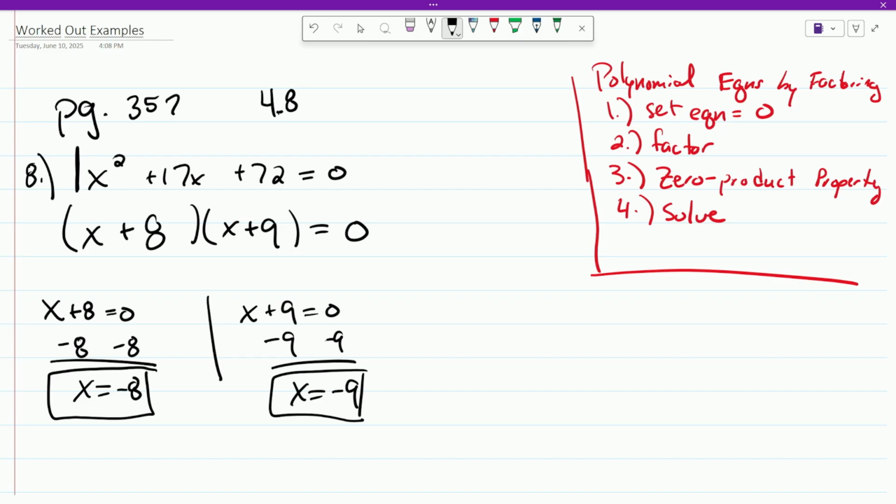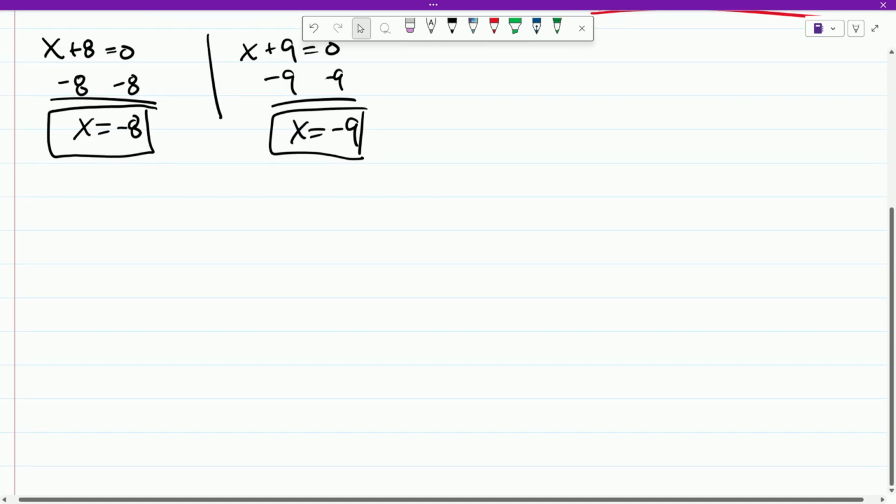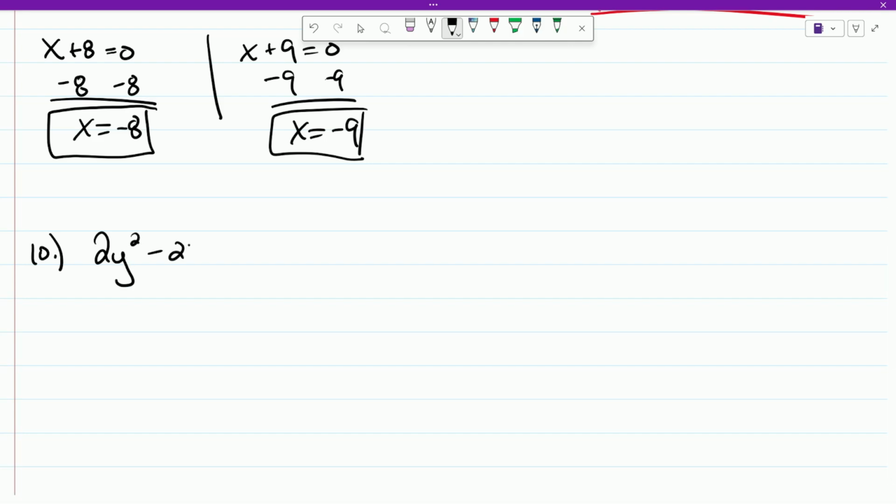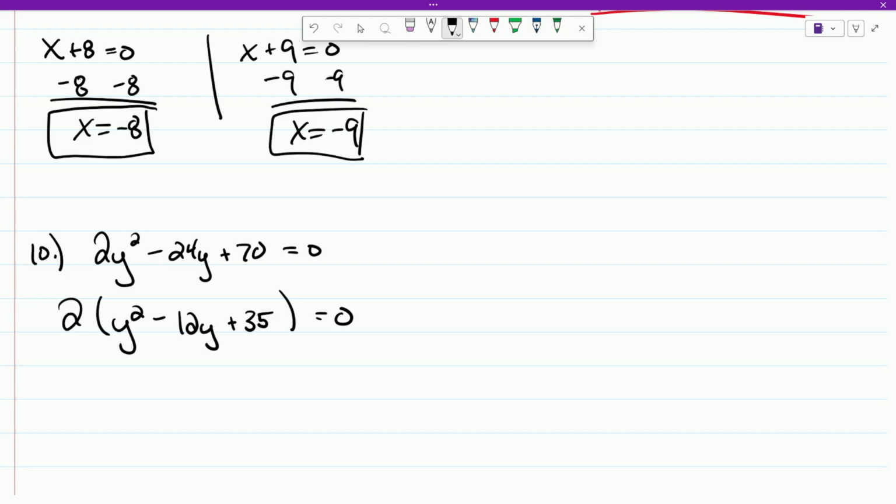Okay? So let's go ahead. Let's do number 10. So number 10 is 2y to the second minus 24y plus 70 equals 0. Step number 1, set the equation equal to 0. That is already completed. Step number 2, factor. Now in this situation, I definitely have a GCF. In this case, it's going to be the number 2. So I'm going to factor out a 2. By doing that, I extract a 2 out of every single one of these, so I divide everything by 2. So I get y to the second minus 12y plus 35 equals 0.